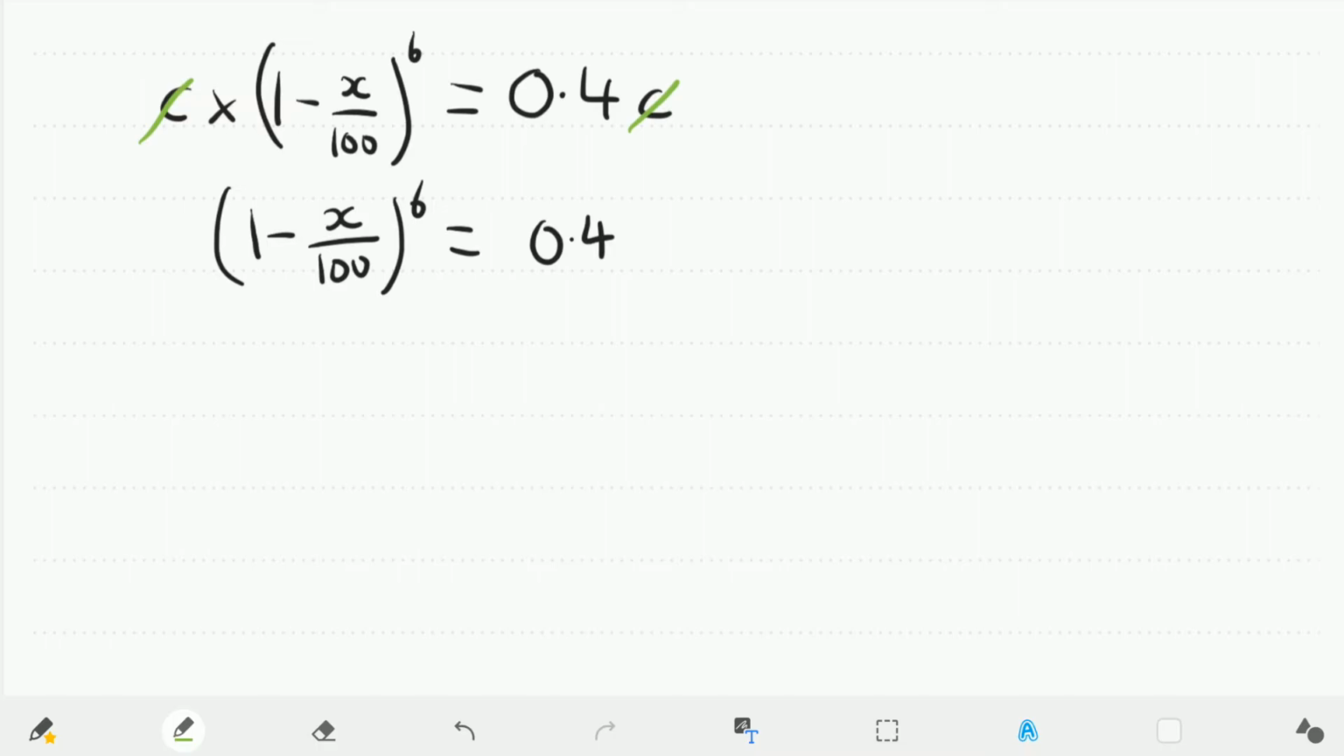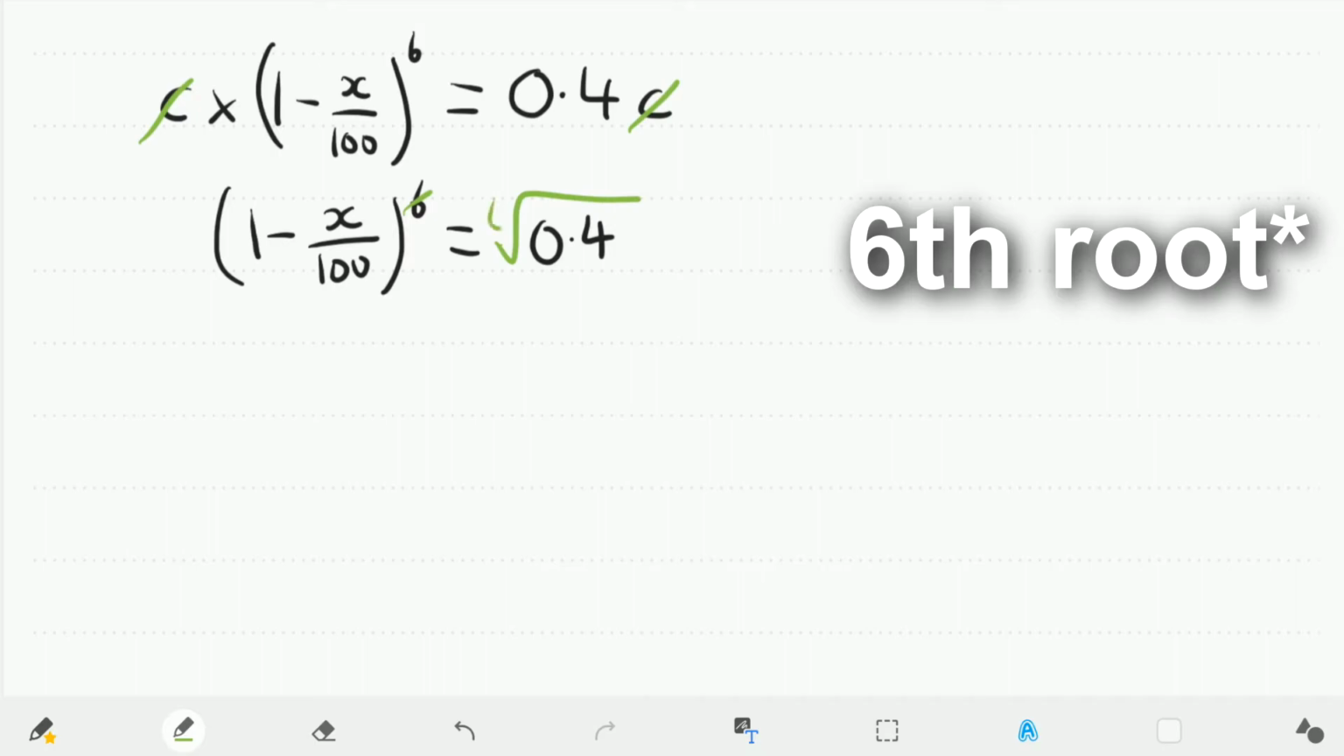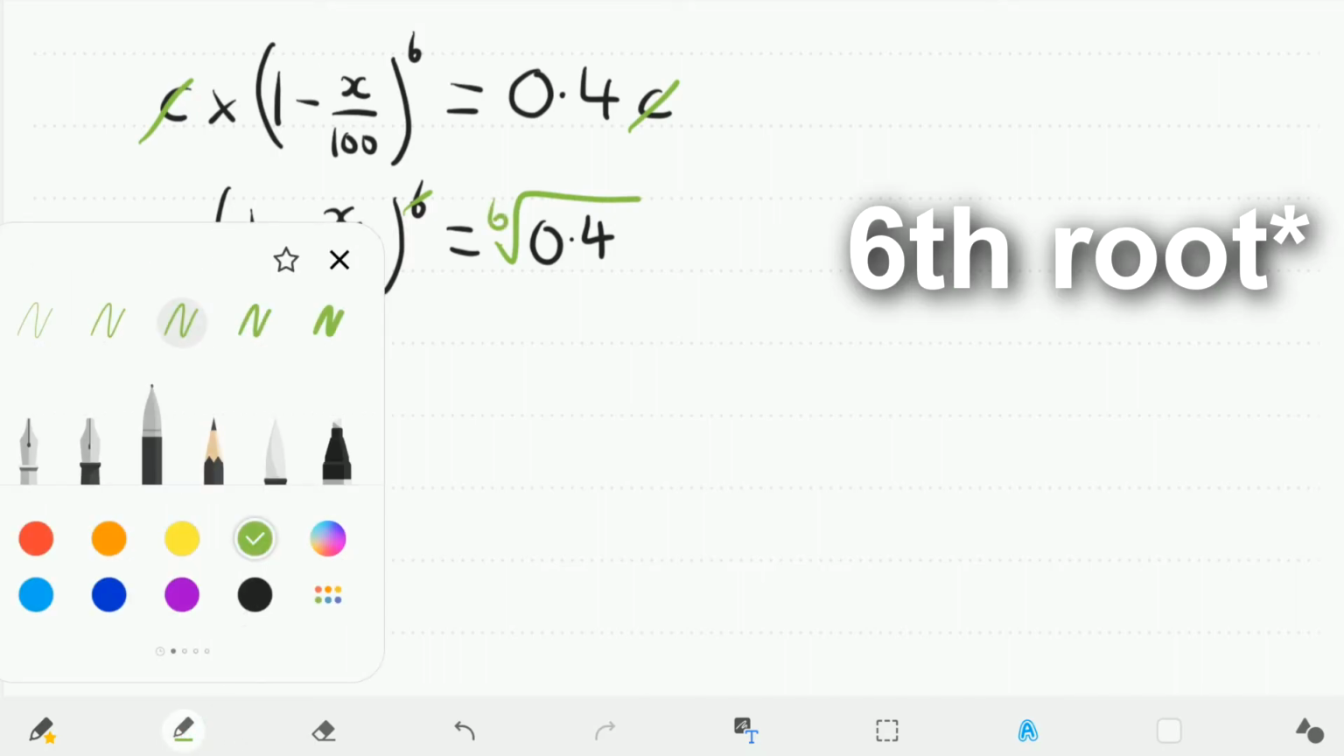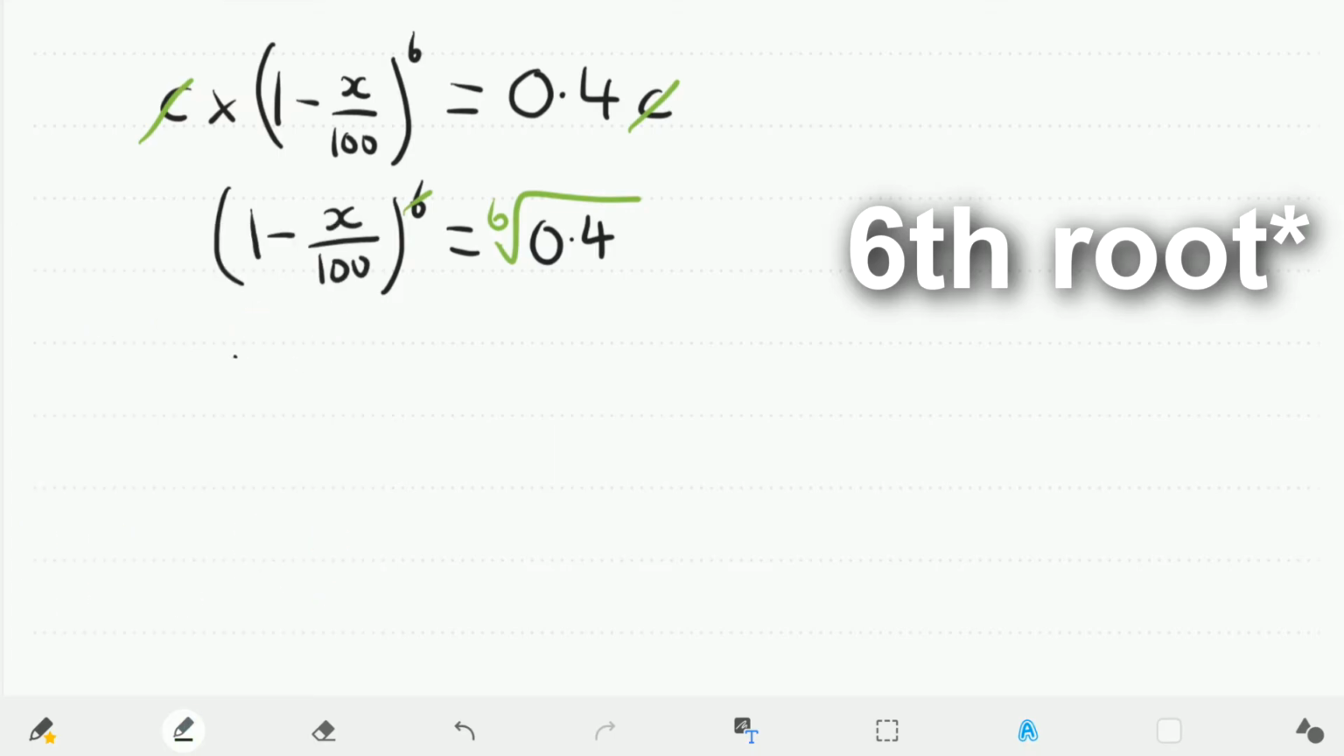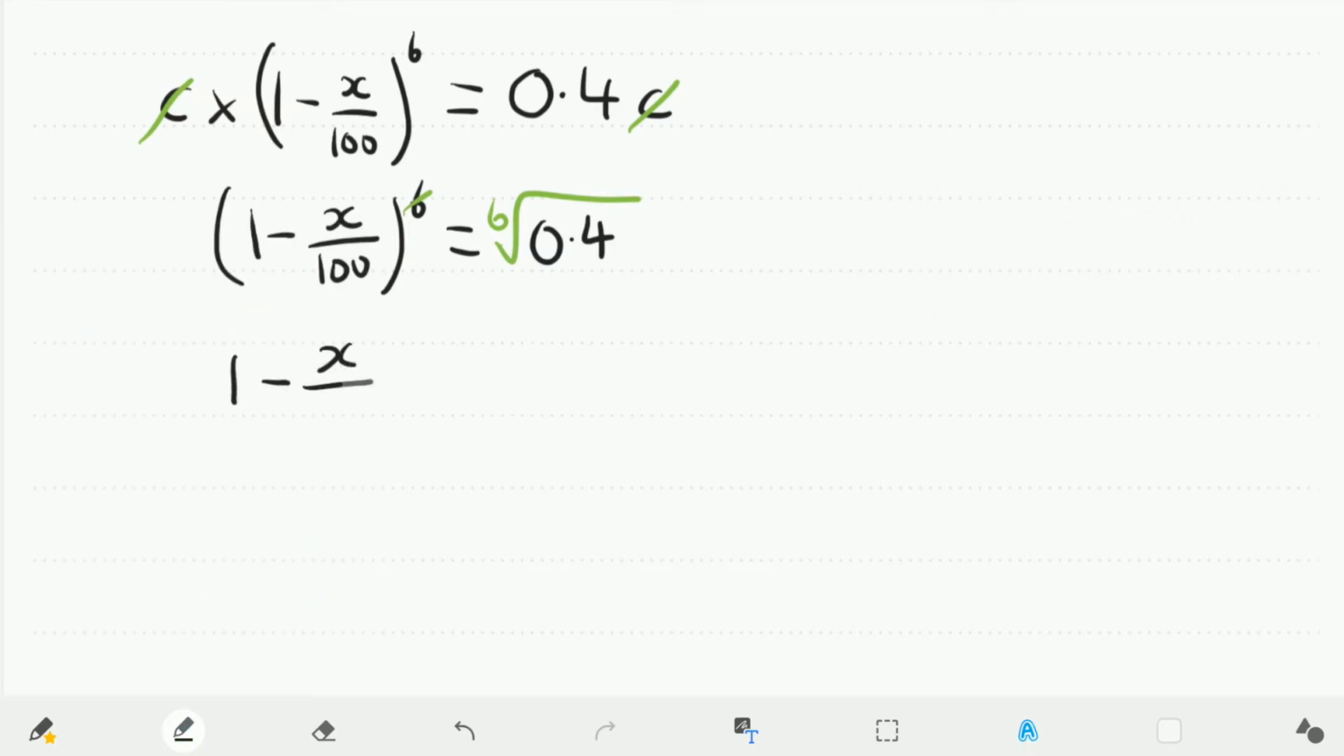Now the next thing we can do is get rid of the power of 6 by doing the 6th root. Once we do the 6th root, we'll find out that 1 minus X over 100 is equal to a very long number, and that is 0.858374. And it keeps on going on and on, but I think this will be enough to answer the specific question since our answer requires only 2 decimal places.